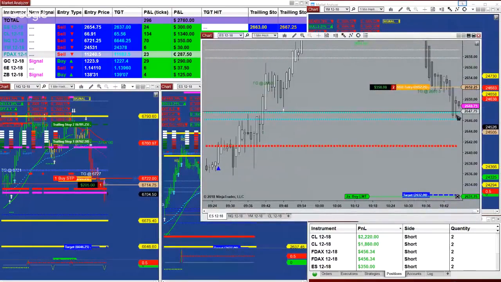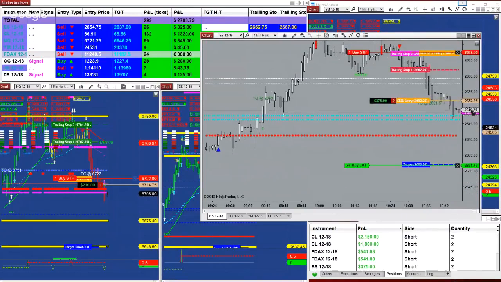If this ES breaks that area here, this Nasdaq is gonna drop like a yo-yo in there. So all the eyes on the ES, folks. All the eyes on the ES right now. And this is a double support area, a critical area.